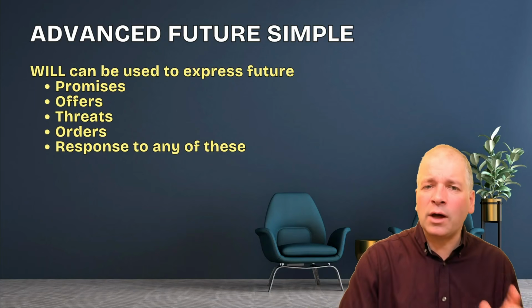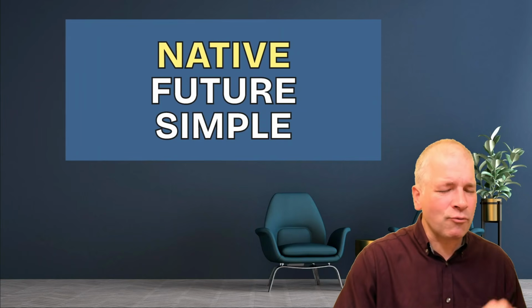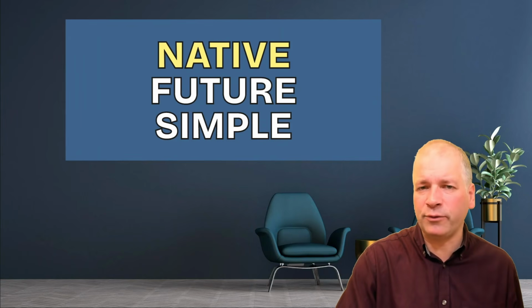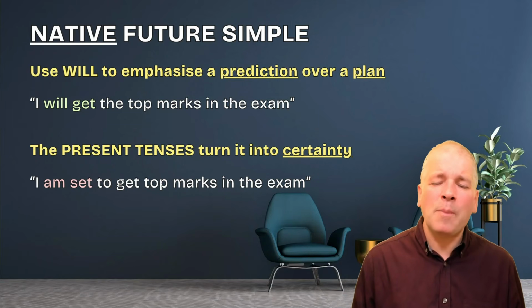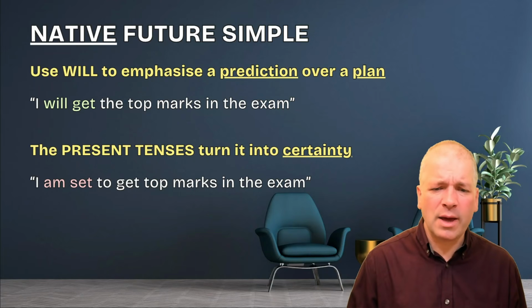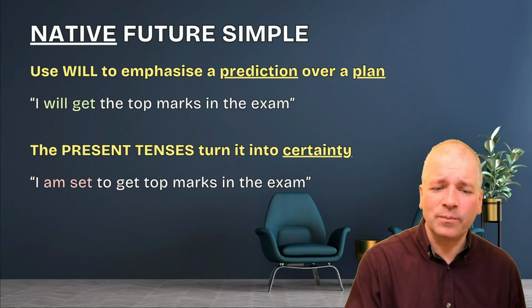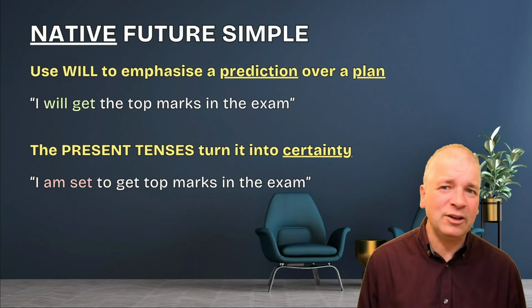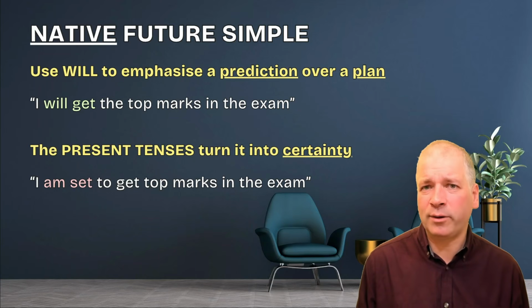So these are all advanced features of the future simple, but now let's go on to the native level, the really high level bits of the future simple. We use "will" to emphasize a prediction over a plan. So if you say, "I will get the top marks in the exam," that's a prediction. But the present tense turns it into a certainty, not a prediction. "I am set to get top marks in the exam."